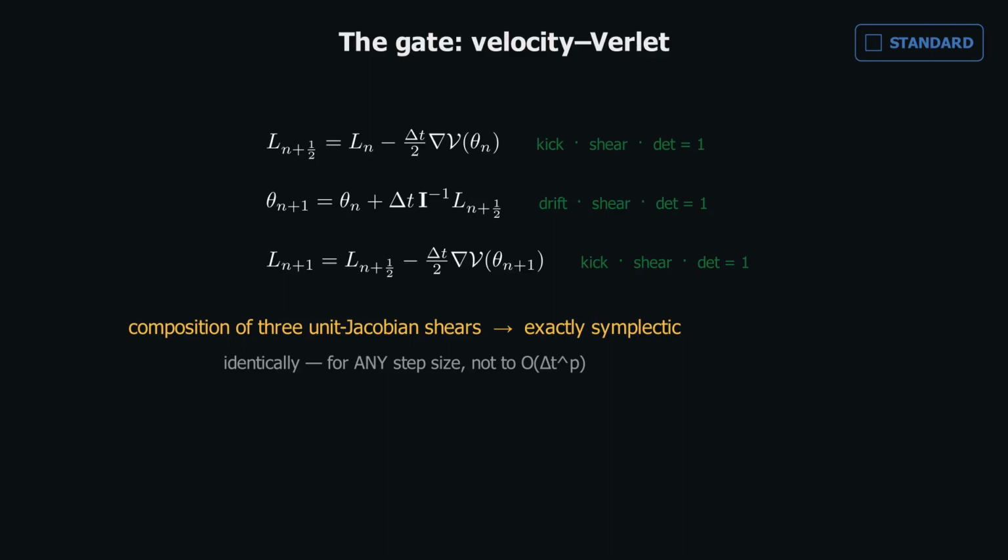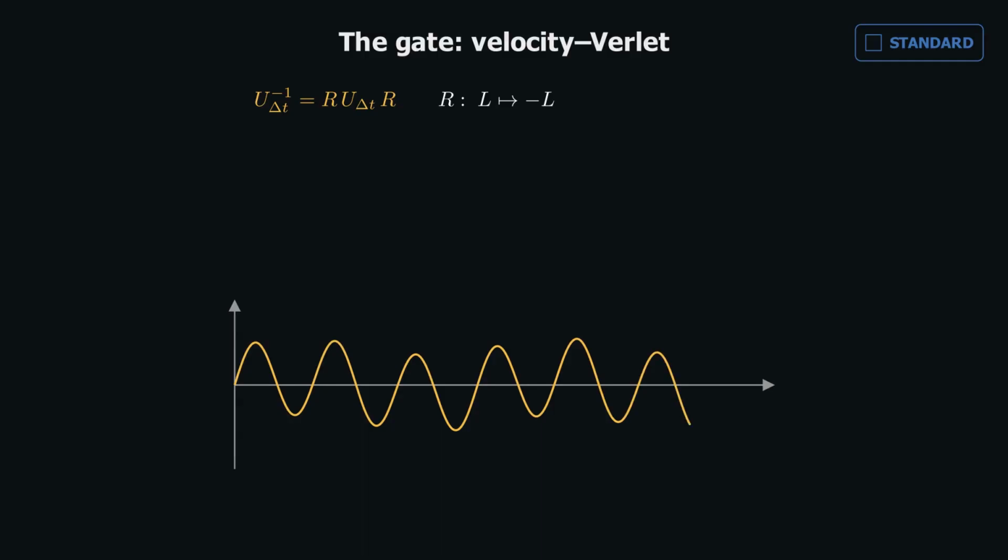Identically, for any step size at all. It is exactly reversible: flip the momentum, run the same gate, flip back, and you have the inverse. The discrete engine inherits both structural facts of the continuous one, and inherits them as identities, not approximations. Only the energy is approximate. The gate conserves a nearby shadow Hamiltonian, so the true energy wobbles in a narrow band and never drifts. That absence of drift is how you recognize a genuine reversible engine inside a simulation.